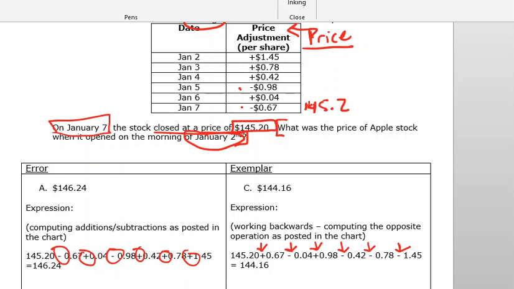So the thing that threw this student off wasn't that they needed to start from January 7th and go backwards. It's that they needed to start from January 7th and go backwards using the opposite operation that was posted in the chart. So that's why we have our 144.16 as our correct answer. Okay, so when you work on this in your data-driven practice, make sure that if you encounter a problem like this, you really pay attention to where do I start from and where am I going? And based on where I'm going, do I need to use any inverse operations?